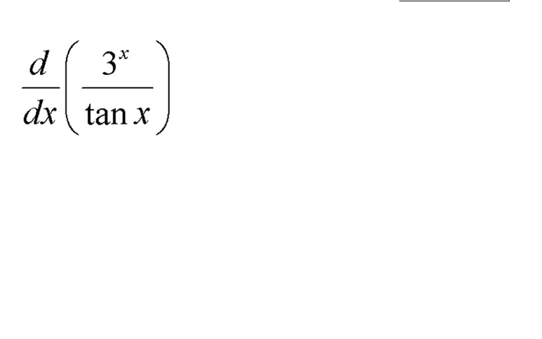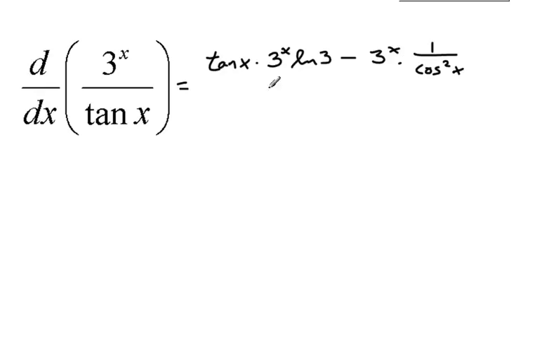And let's go on to our next one. All right, so when we look at this one, we should be thinking quotient rule right away. And again, I would encourage you to pause and try it before I do this. All right, welcome back. When we use quotient rule, recall we take the bottom, tangent x, times the derivative of the top. So that's going to be 3 to the x, natural log 3, minus, now we're going to take the top, times the derivative of the bottom, which we said was 1 over cosine squared x, all over tangent squared x. It's not pretty, but we've done it.